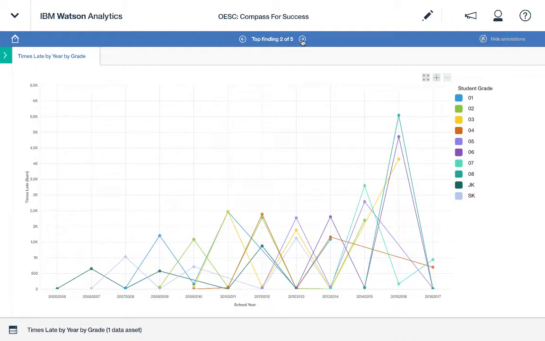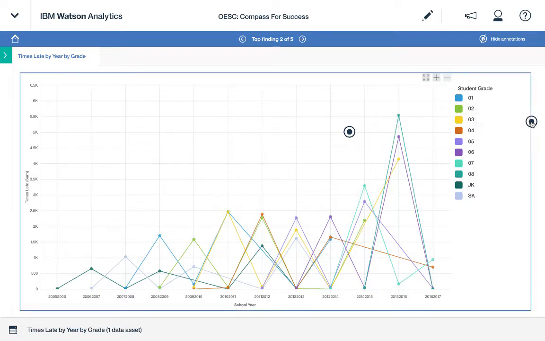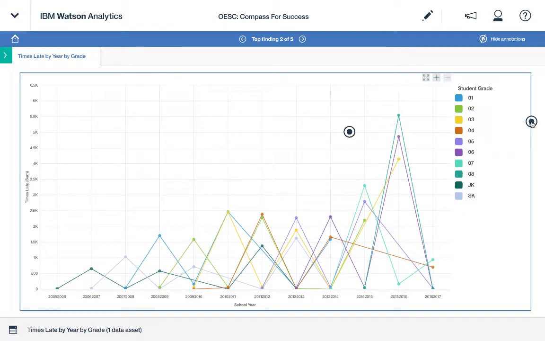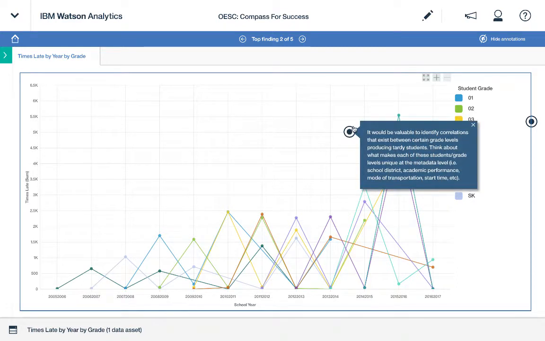Now next, we're investigating which student grade levels produced the highest number of tardy students. By enabling the user to think about the underlying metadata, insightful findings will begin to surface as one will draw correlations between certain grade levels and tardy students in a given academic year. As a result, we're helping our partners help their clients mitigate the risk of coming to a conclusion based on unsound analysis.